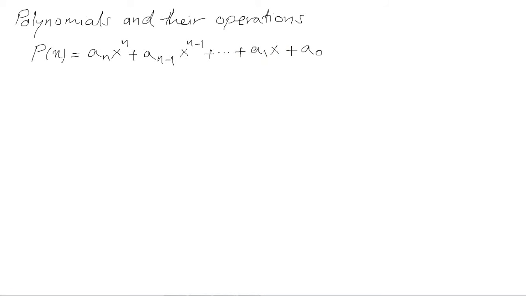Here n is always a positive integer. The a_(n-1) to a_0, these are called the coefficients of the polynomial. The highest power of x in this expression, which is n, is said to be the degree of the polynomial. So this is a polynomial of degree n, or it's a polynomial of order n.